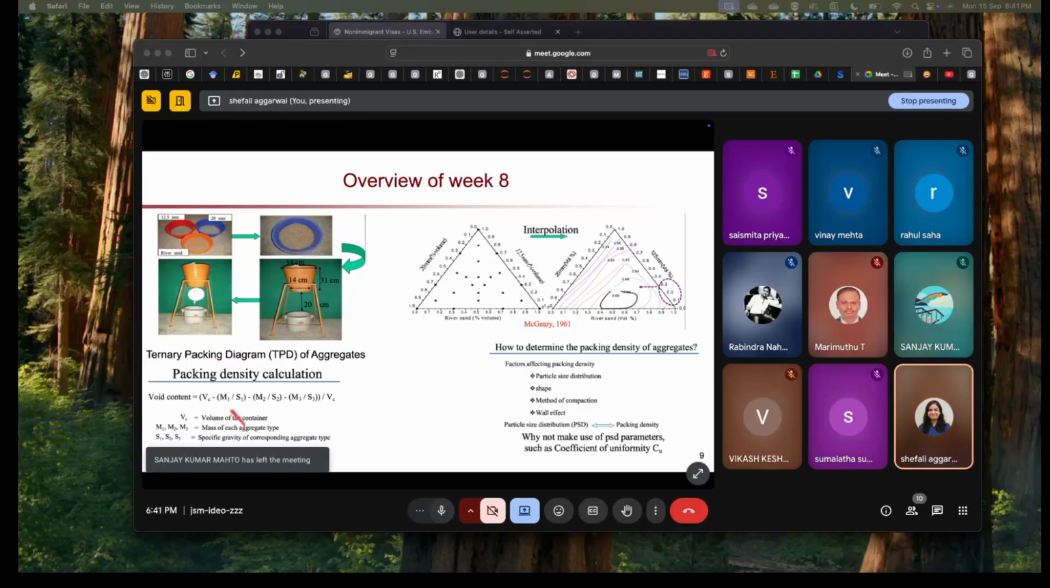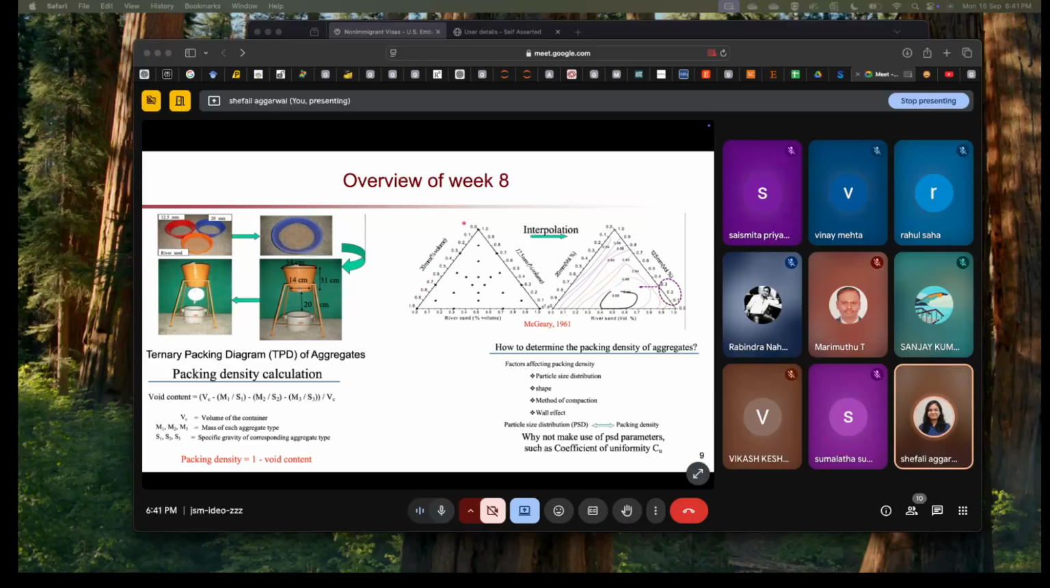aggregates. This is a formula where we calculate the void content in our beaker. Vc is the volume of the container, m1, m2, m3 are the masses of the different types of aggregate, along with the specific gravities of your aggregates. Based on this we calculate the packing density of our aggregate. This is your ternary packing diagram. This is how you will get your ternary packing diagram.